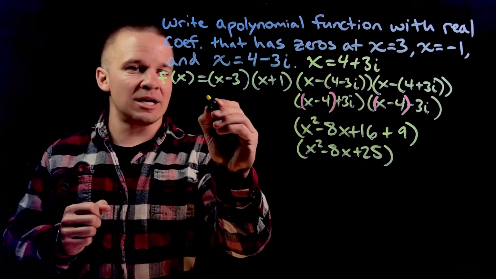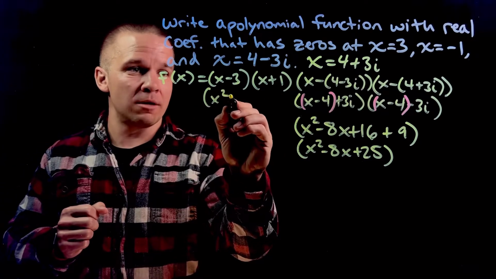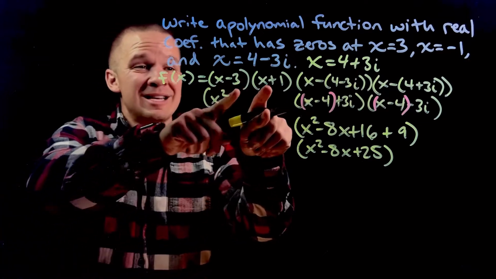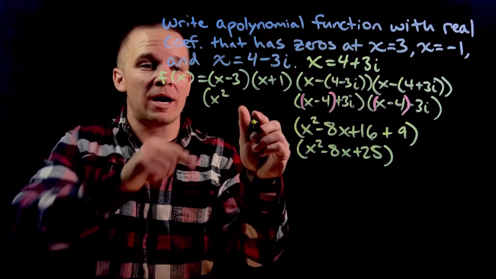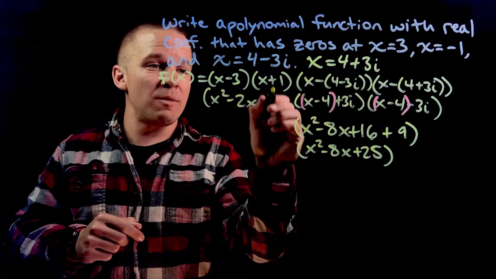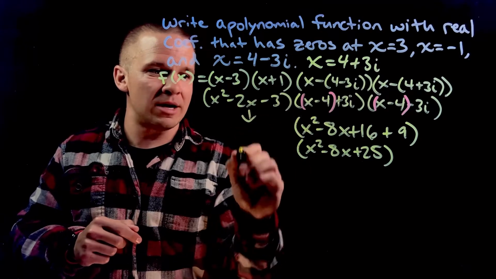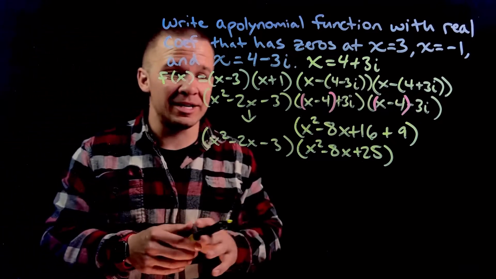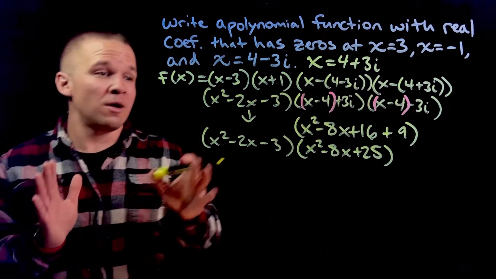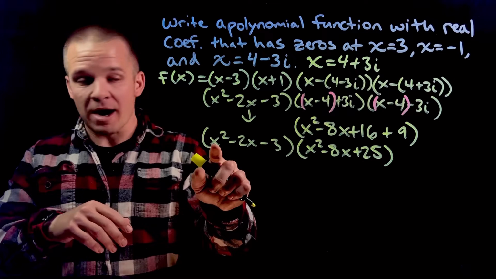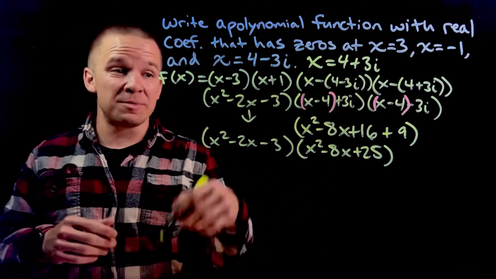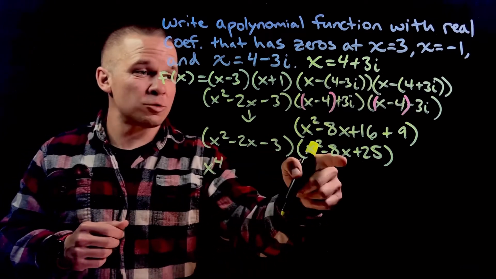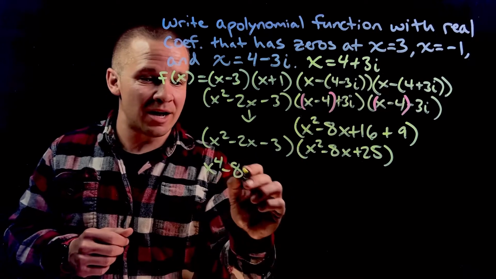X times x is going to be x squared. And then I have, let's see here, this is going to be negative 3x and positive 1x, so minus 2x. And then we have negative 3. So we'll just bring that guy right down here. And now I have to multiply two trinomials together. So let's be really, really, really careful here. We got x squared times x squared. That gives me x to the 4th. Then I have x squared times negative 8x. That's going to be negative 8x cubed.